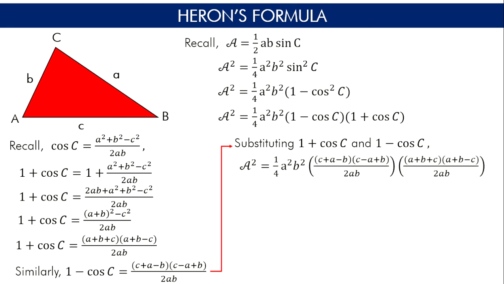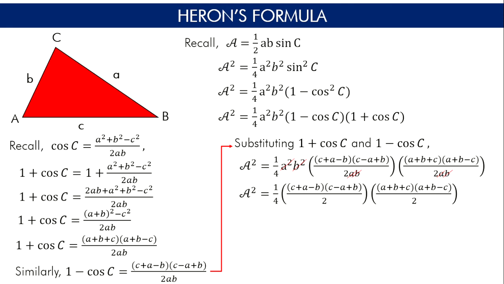So 1/4 a squared b squared times the quantity of c plus a minus b times the quantity of c minus a plus b all over 2ab times the quantity of a plus b plus c times the quantity of a plus b minus c all over 2ab. Okay, so simplifying this, as you can see, we have here a squared and in our denominator we have 2a also, so we can eliminate that. Also with the b squared, we can eliminate that, right?